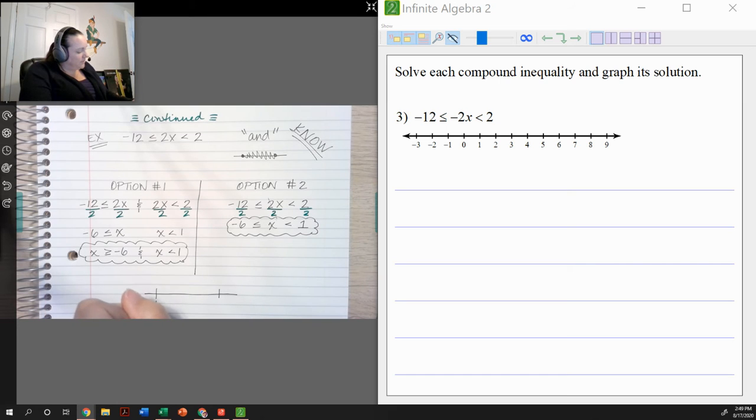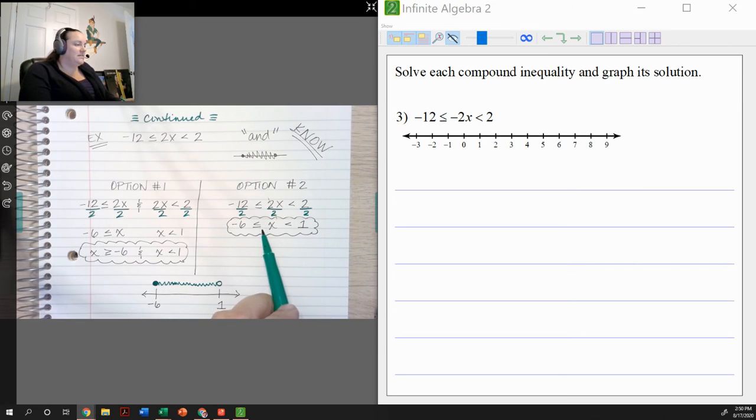So -6 will be over here. 1 will be over here. Okay. Doesn't matter which one I use. Okay. I know that x is going to be trapped between them. Or I can go here and say, all right, x is greater than or equal to -6. Greater than or equal to is a solid circle. I shade right. Less than 1 is an open circle. Shade to the left.